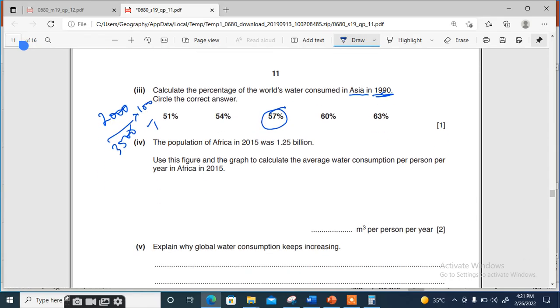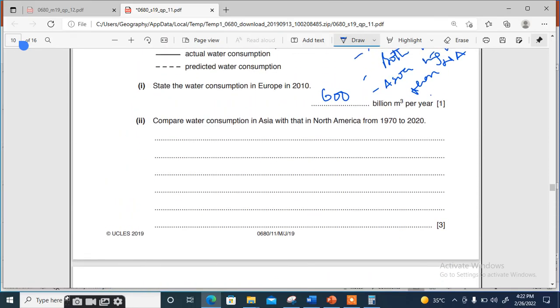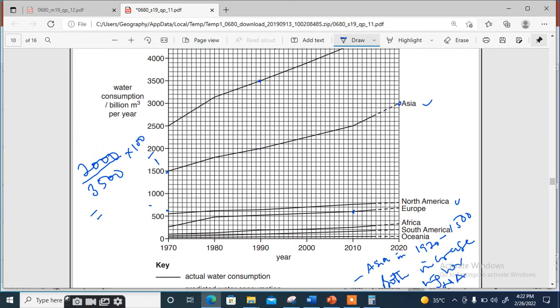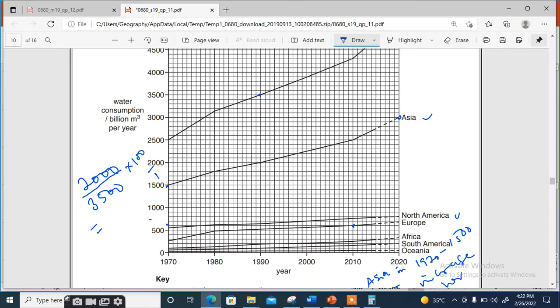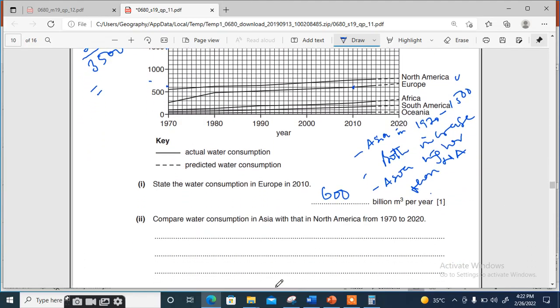Now the population of Africa in 2015 was 1.25 billion. Use the figure and the graph to calculate the average water consumption per person per year in 2015. Come back to your graph. Look at water consumption in 2015. This is Africa, and the value there is around 300. So Africa is 300 billion meter cube per year.